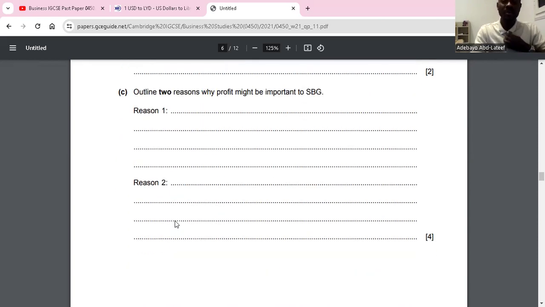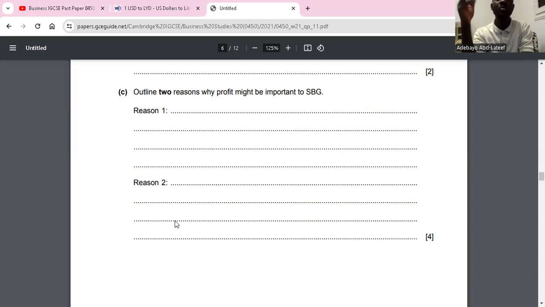Outline 2 reasons why profit might be important to SBG. Profit can be used as a measure of the performance of managers in the business, like the paint business. Managers are the ones in charge of the day-to-day running of the business. So if the business is making profit, that means the managers are doing well. So you can use the profit made by the paint business to measure the performance of the managers. Clear? Yeah.